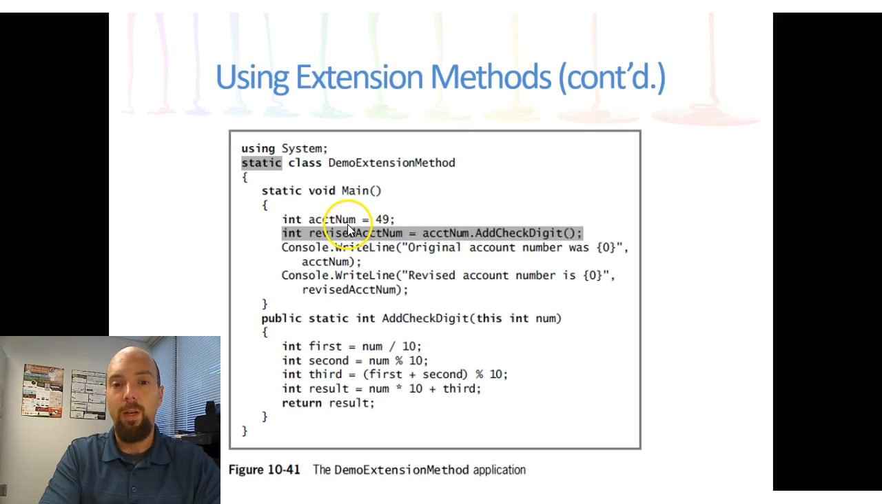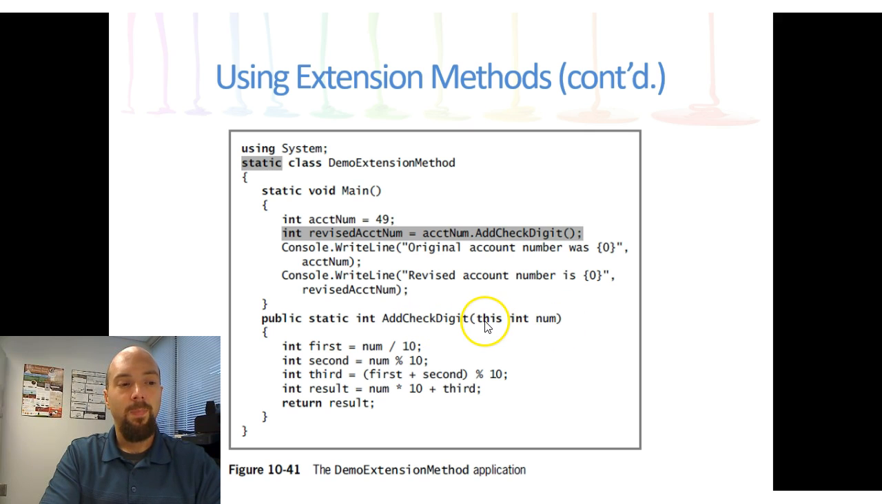Now account num was 49 up here. So account num dot add check digit. Now what we've done is we've provided a method to be performed on this variable up here. This is like when we do the .toString. Alright, so as soon as we see this section of code, it comes down here and it says, oh hey, here's a method called add check digit. And it says this int num.